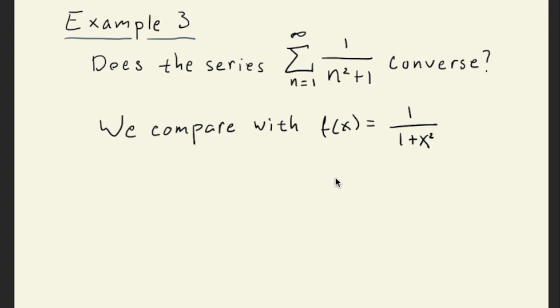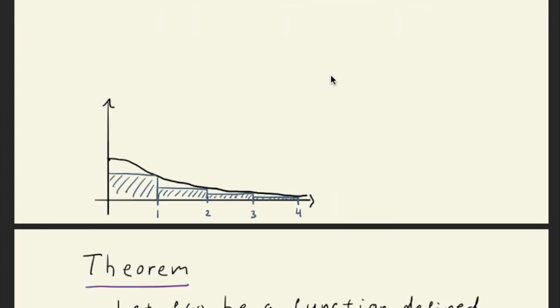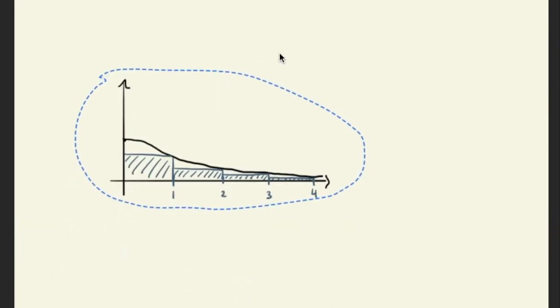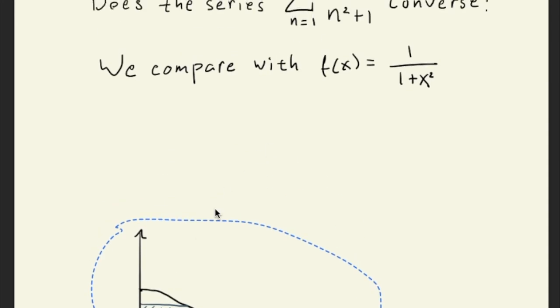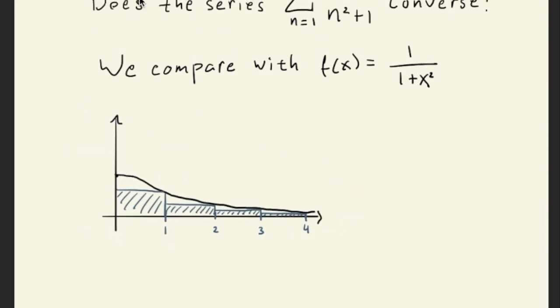And so I have my picture here. I'll do the same strategy as before. I put my rectangles under the graph of that function. Right? So this graph is y equals 1 over 1 plus x squared. And from this picture here, you can see, and now you can integrate.